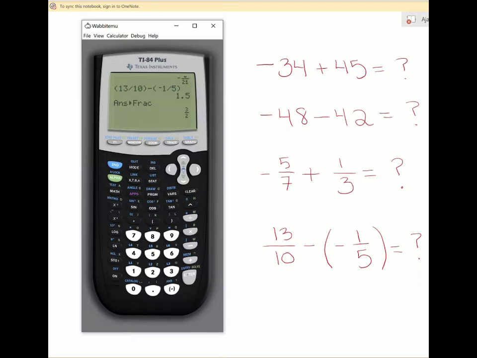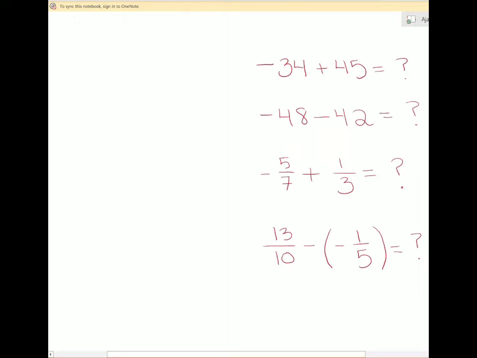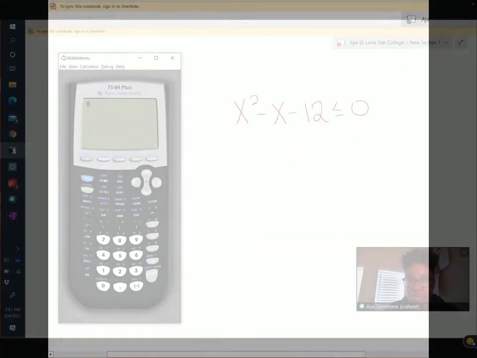That's how you do some of the basic things with your graphing calculator. But some of these basic things are a lifesaver for students that feel kind of intimidated with fractions and stuff like that. So another thing I want to show you right quick is how to graph. So I'm going to move this screen up a little bit.